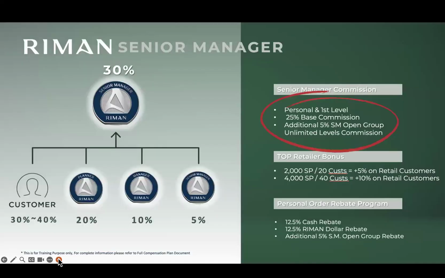Now, when you get to the second position, it is called senior manager. This is to do 6,000 SP points in 3 calendar months. Okay, it's a rolling calendar months.